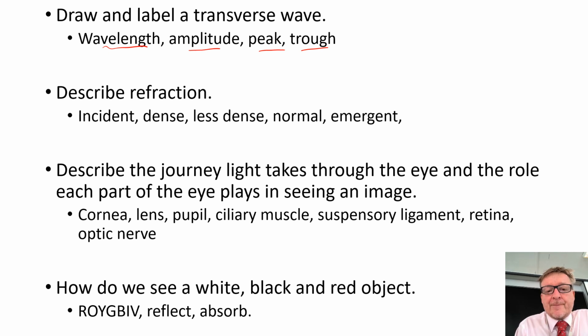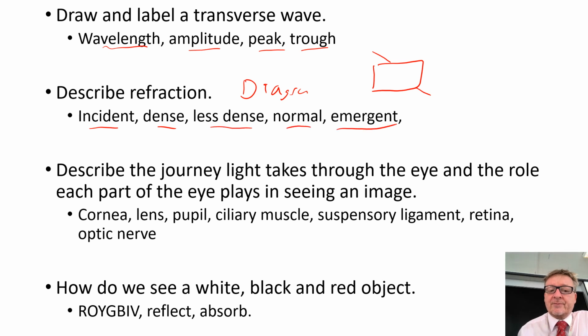Describe refraction, right? So you can draw a little diagram if you want. Okay, so the little diagram with like a rectangle with beams going into it and a beam coming out of it. But in your description, I want you to talk about incident, dense, less dense, normal and emergent.